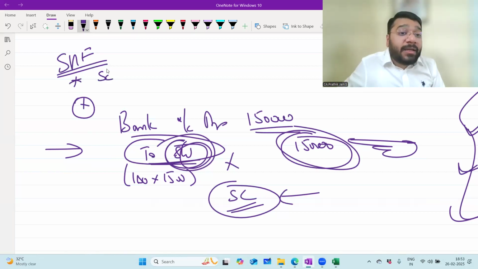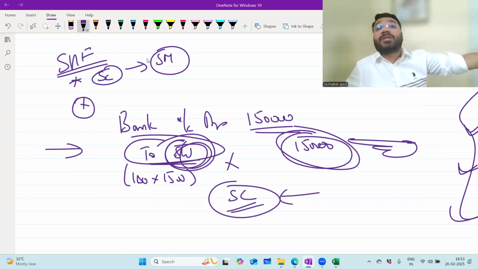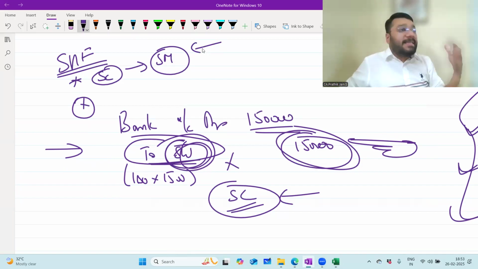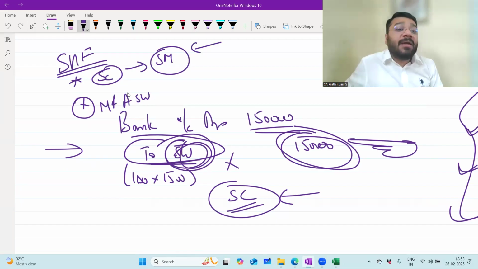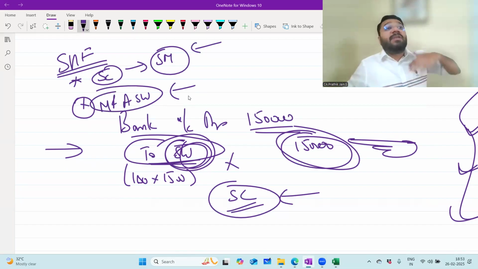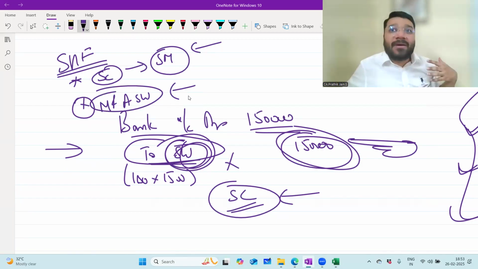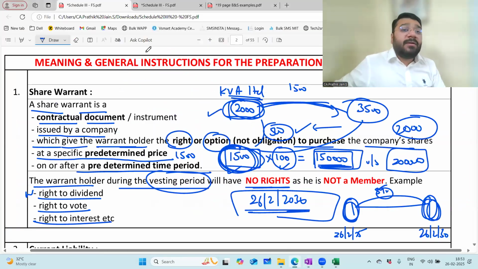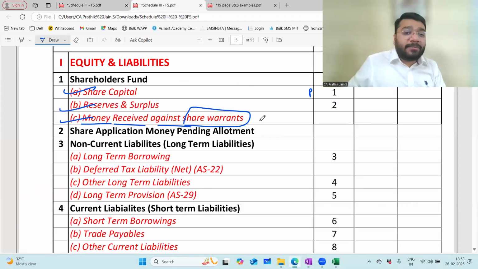Share capital means the members of the company who have the voting rights and the right to receive the dividend. I cannot put a warrant in this category. Hence, we came out with a different category called money received against share warrant. So why are we classifying this under shareholders' funds? Because ultimately this in future is going to get converted into a member. It's a prospective member. Hence they said we can classify this under shareholders' funds, but we'll put a separate category called money received against share warrant. Am I loud and clear?